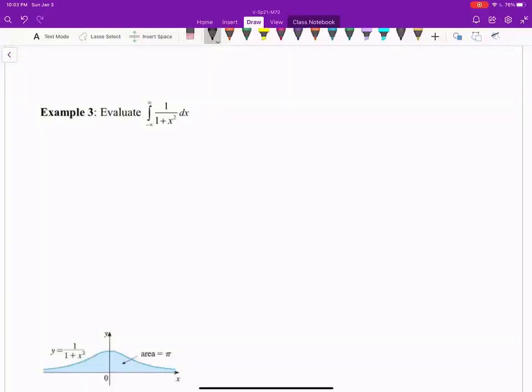Welcome back. This is part C of concepts of 7.8. We are going to do one more example. Evaluate the integral from negative infinity to infinity of 1 over 1 plus x squared dx. Notice here the lower limit is negative infinity and the upper limit is positive infinity.